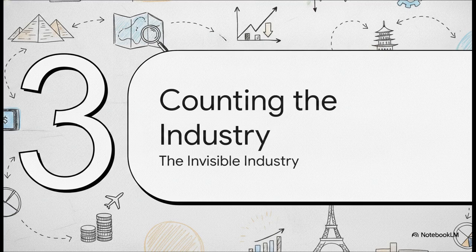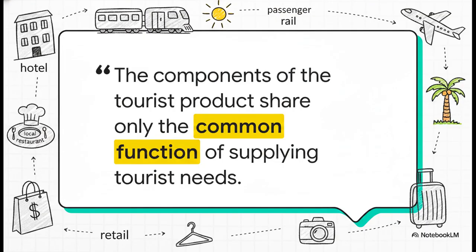That brings us to Section 3, counting the invisible industry, the tourism satellite account. Here's the thing. Tourism isn't actually recognized as a single, standalone industry in standard national accounting. As scholars Burkhart and Medlick noted, the components of a tourist product share only the common function of supplying tourist needs. The hotel sector, passenger rail, local restaurants, retail, these are all entirely different industries. Tourism is an amalgam. So to figure out its actual economic size, economists have to perform a massive accounting trick.